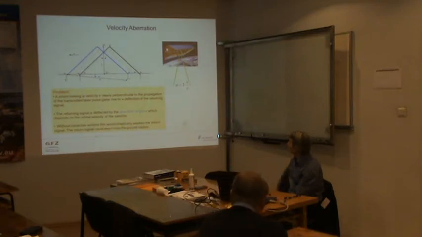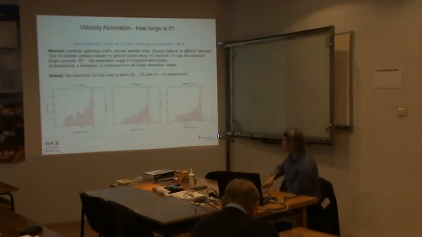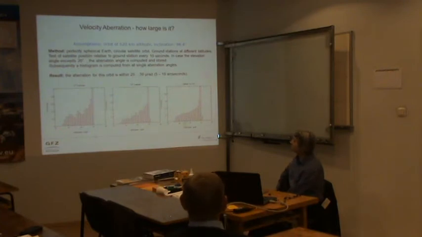And so you have to do something, because you cannot modify the velocity of light, you cannot modify the velocity of the satellite for a given orbit. It has to fly with that velocity, otherwise it will fall back to Earth. And so you have to do something. Let's do some statistics. How big or how large is the velocity aberration?